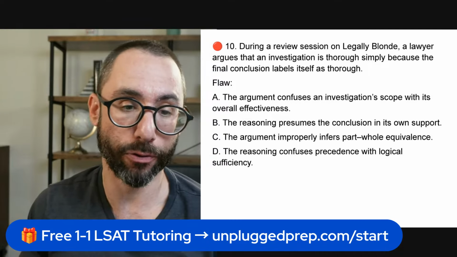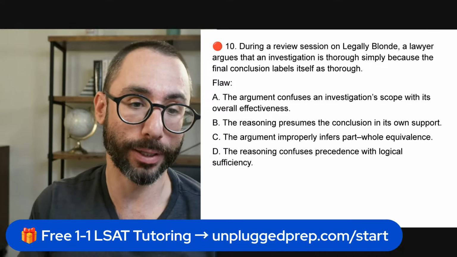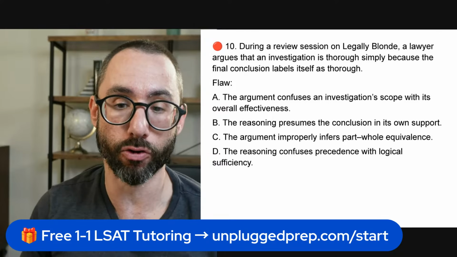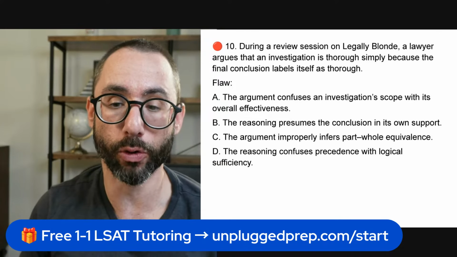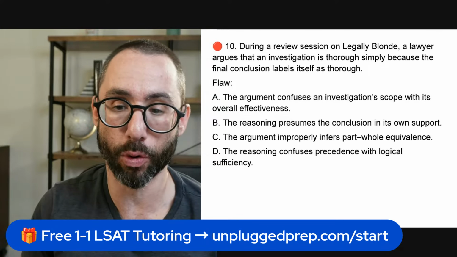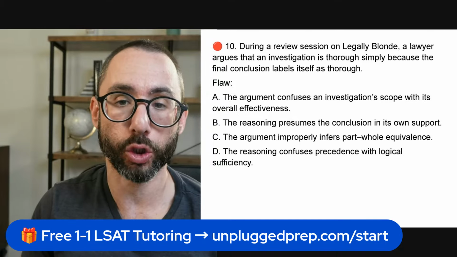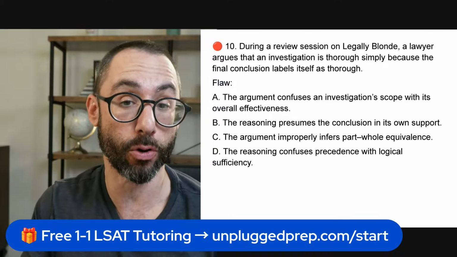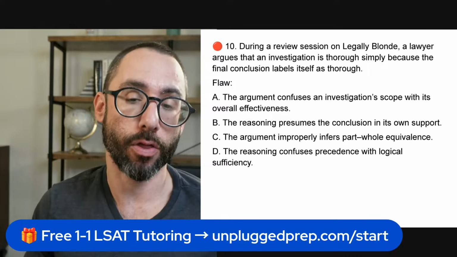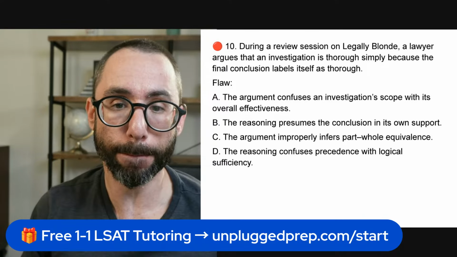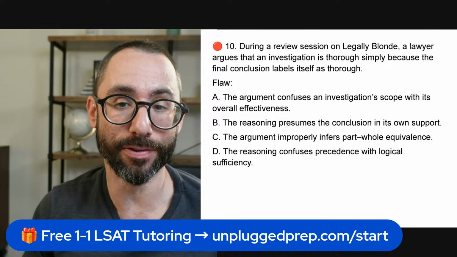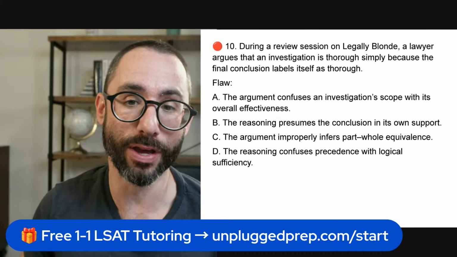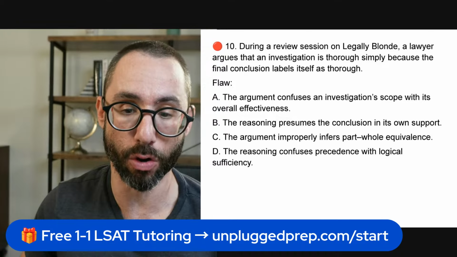When you have your answer, please drop it in the chat, A, B, C, or D. If you're not sure, just drop a question mark, but please do commit to an answer. So again, we're looking for A, B, C, or D to identify the flaw. Drop your answer in the chat. First, make a prediction or a prephrase on your own for what you think the flaw is. So the conclusion labels itself as thorough. Therefore, the investigation is in fact thorough.